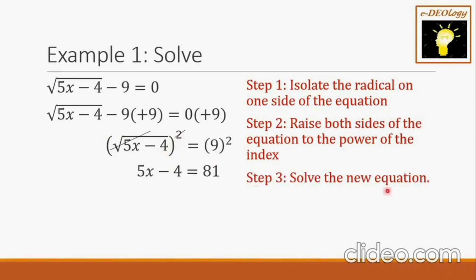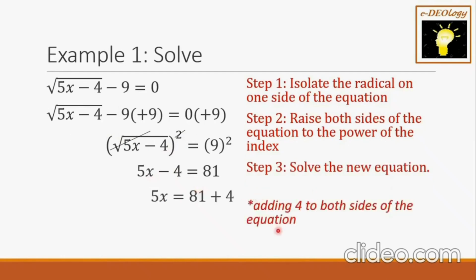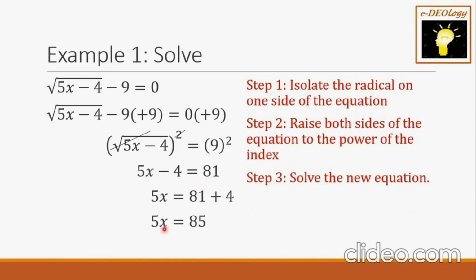Solve the new equation. We're going to solve for x. We're going to add 4 to both sides of the equation. On the left side, the negative 4 will be cancelled out, and on the right side, the plus 4 will be reflected. Now we have 5x equals 85. And we want to get the value of x. Let us divide both sides by 5. So then we can now cancel the 5 and the 5. The x will come down here. And the 85 divided by 5 is 17. So this is our final answer.